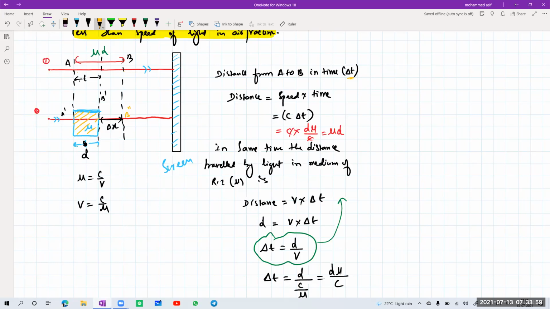At the time delta t, if light is traveling in a medium of refractive index mu, then distance will be equal to velocity into the same interval of time delta t. Distance is represented by d, velocity is v, time is delta t. So delta t is d by v. Now substitute this delta t in this equation.